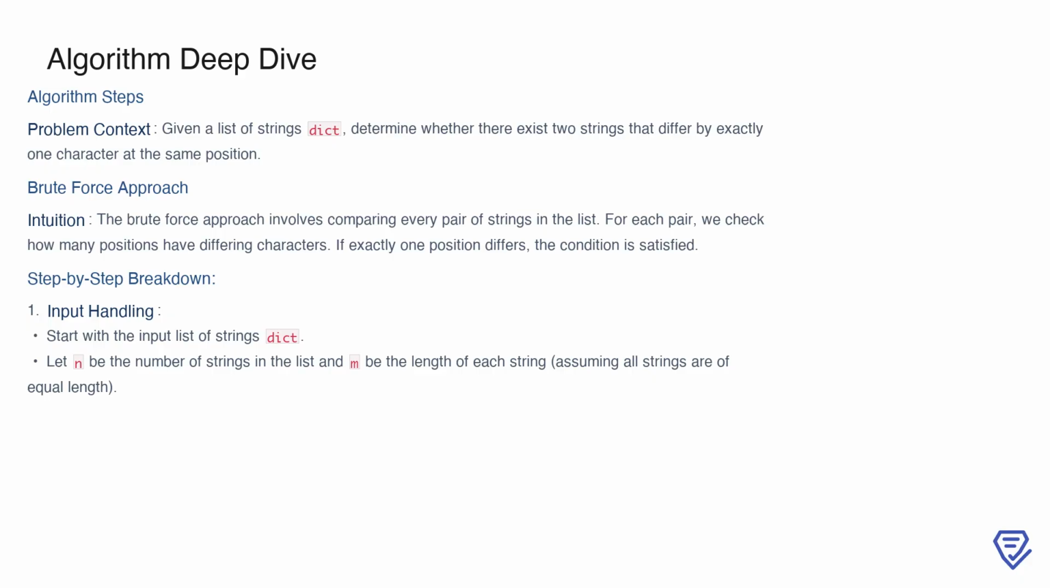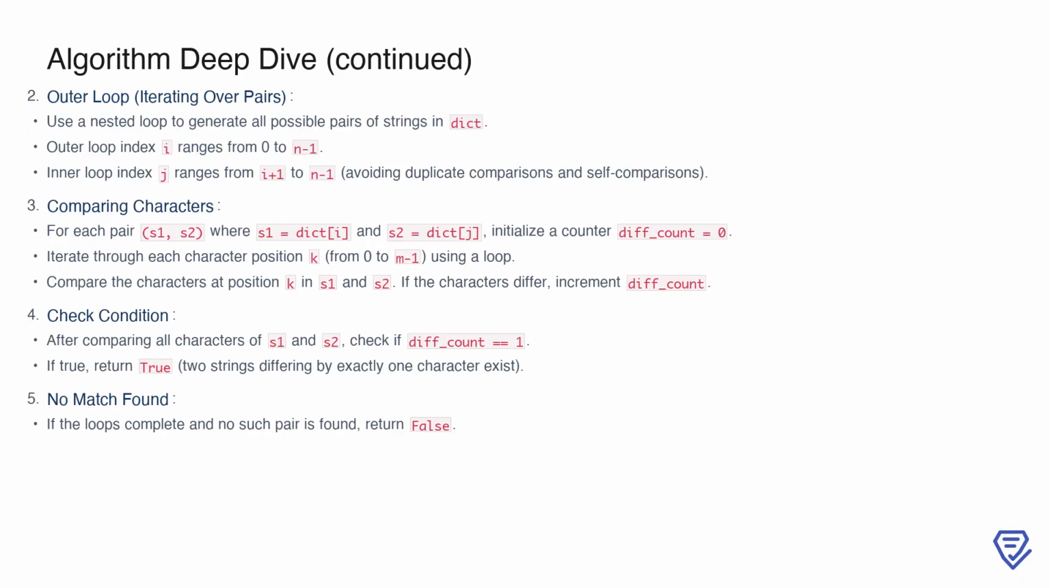To begin, we handle the input. We are given a list of strings called dict. Let's assume there are n strings in the list and that each string is of length m. This assumption of uniform length is important for our comparisons. The next step involves iterating through all possible pairs of strings in the list. We achieve this using a nested loop.